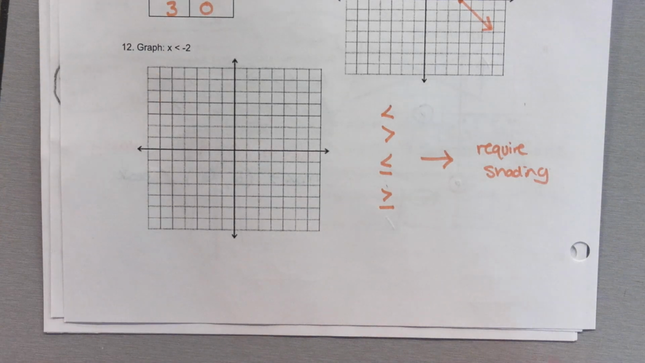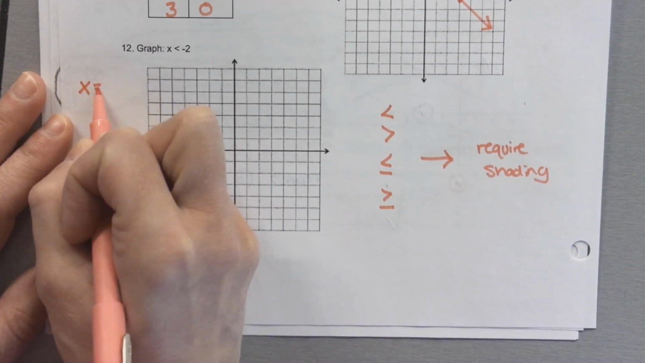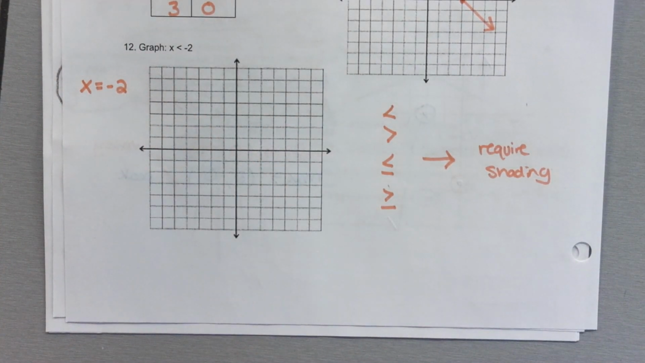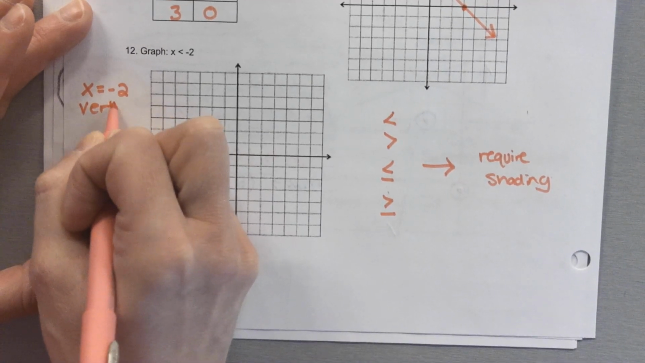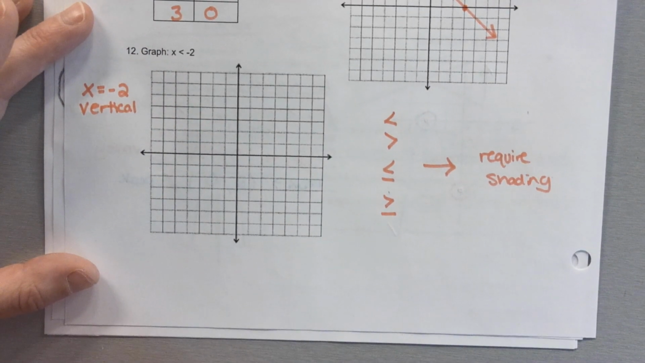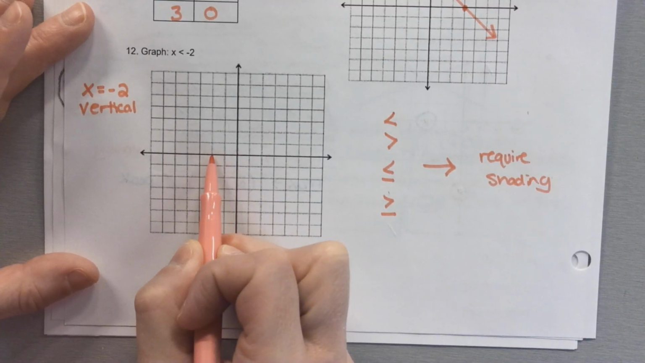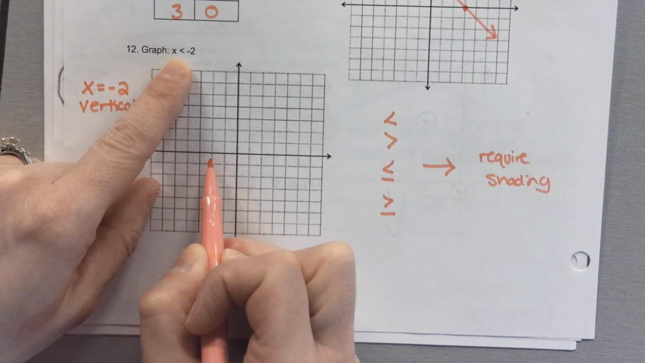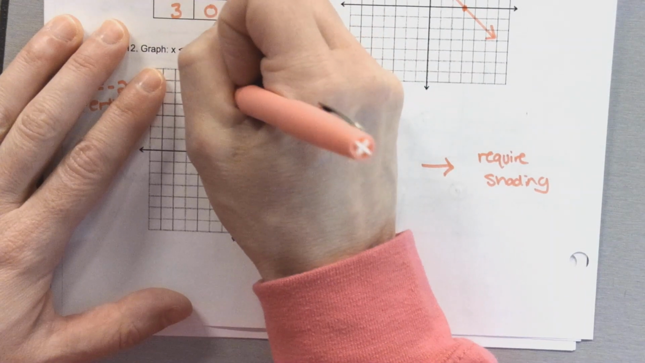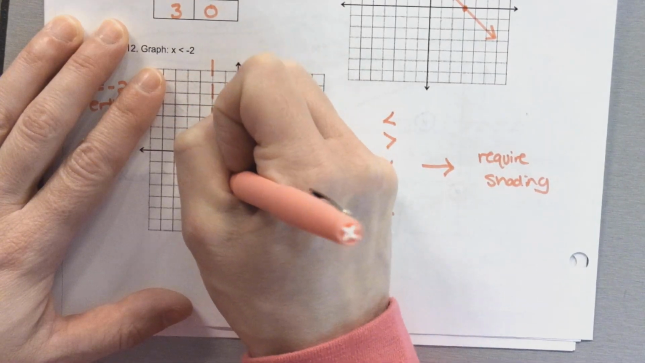Okay, I'm going to pretend there's an equal sign for just a minute. So instead of the inequality, I'm going to pretend this says x equals negative 2. Do you remember what type of line x equals is? Vertical or horizontal? Vertical. Yep. X equals is vertical. Y equals is horizontal. So this is going to be a vertical line at negative 2. Now, before I draw it, is it going to be a solid or a dotted line? Dotted, because there's no equal to. So I'm going to put in my dotted line.